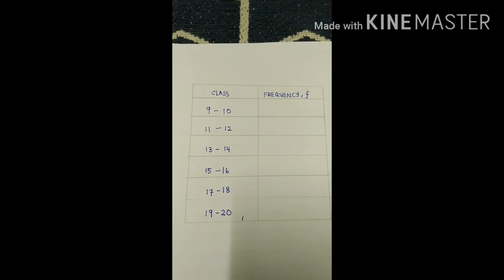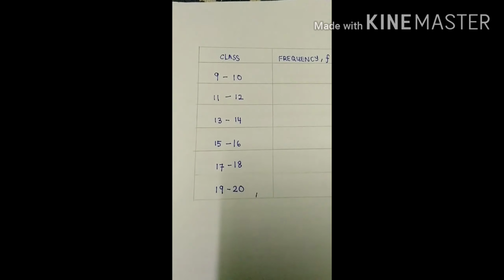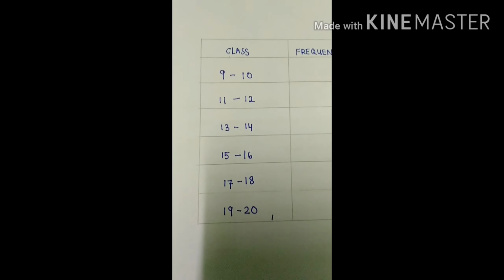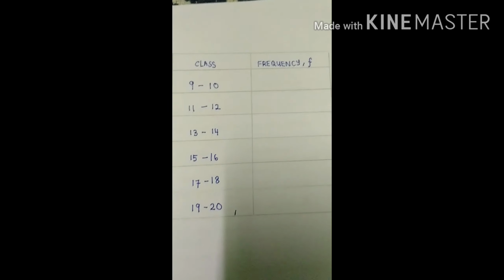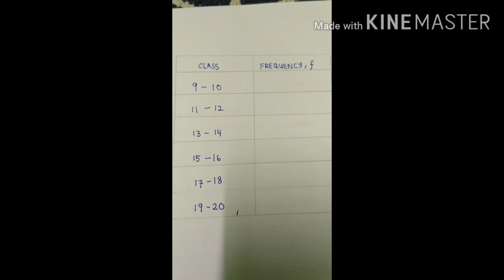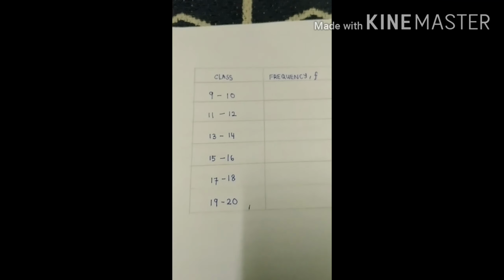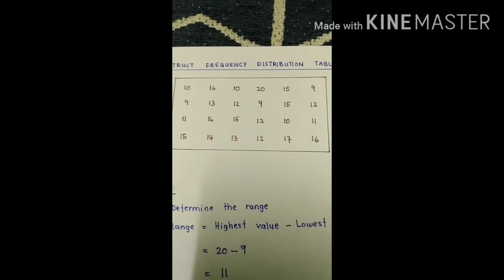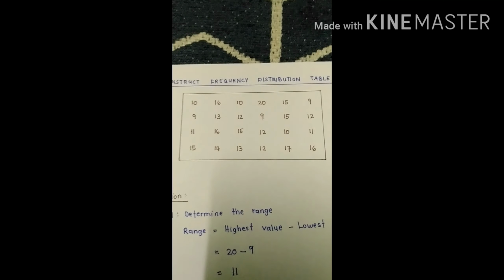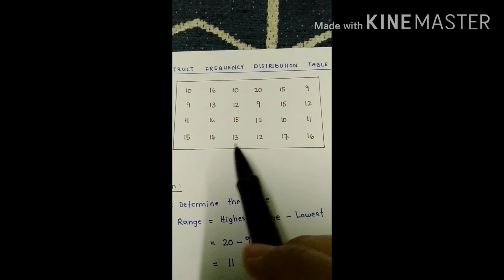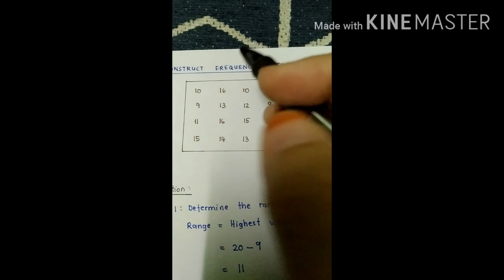Okay, so this is just the example. Now back to our question. So this is our class. We have 6 classes, and then we must fill up the frequency for each class. For the class of 9 to 10, we must refer to our raw data. So we must check one by one from 9 to 10.